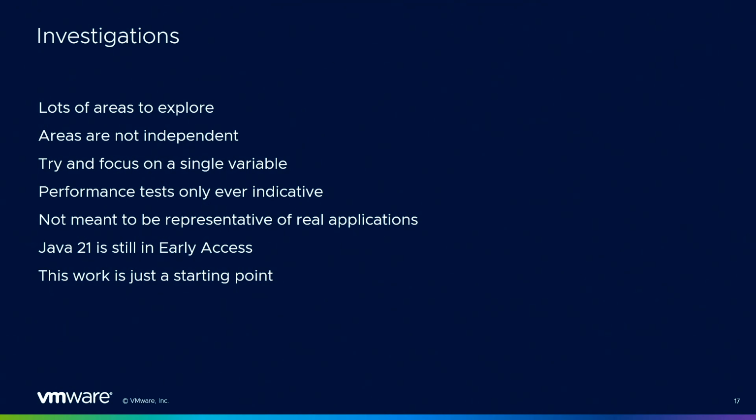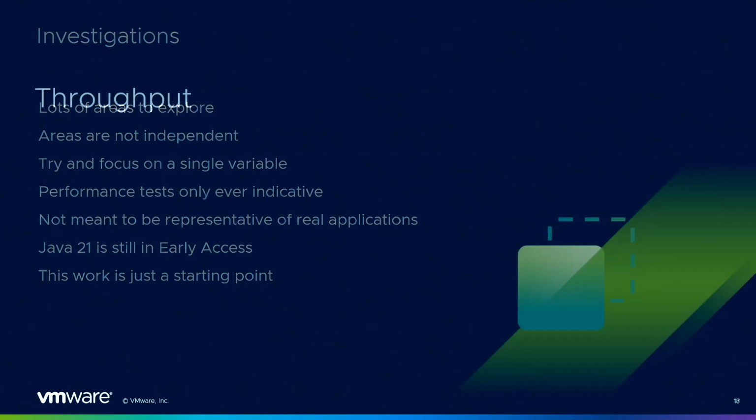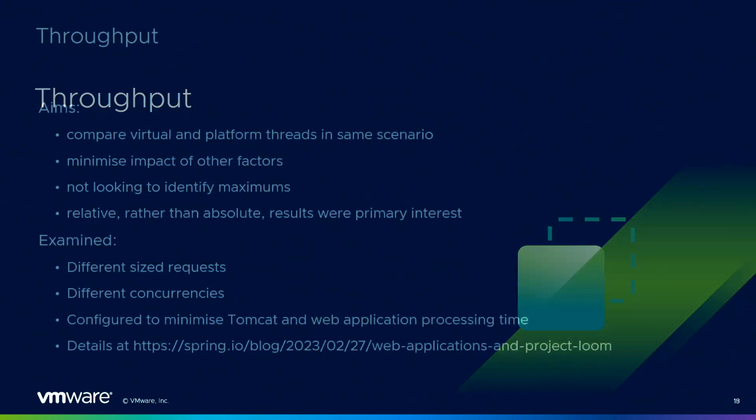What I wanted to try and do was pick out a number of them, try and look at them independently as best I can, and give you an idea of what the impact of this is. And if you want to look at it in your environment, what sort of things do you need to test? How could you start looking at it? So, let's start with throughput.